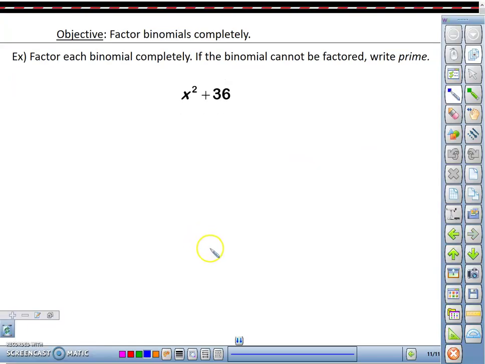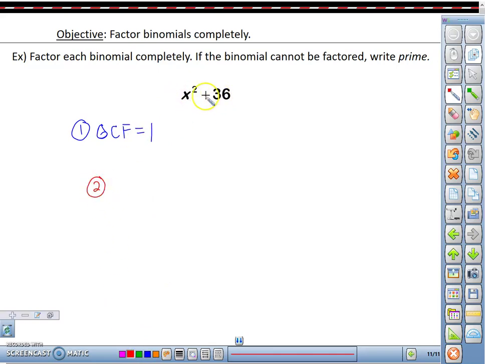So here we have x squared plus 36. So again, very first thing, GCF, greatest common factor. And so our second term of 36 has no x, so we don't have a common factor of the power of x. And the coefficient of x squared is 1, and the only factor of 1 is 1. So this time our GCF is 1. So now we go on to our second step.